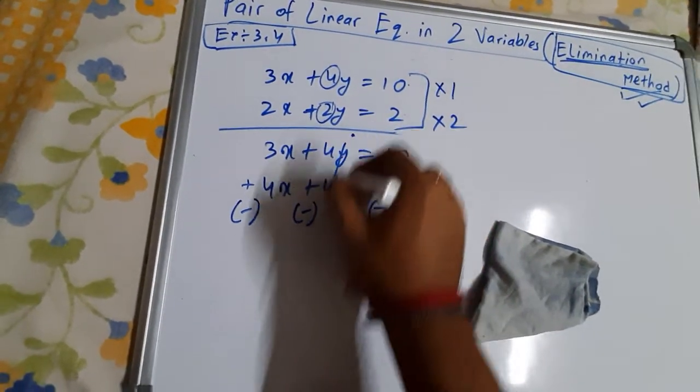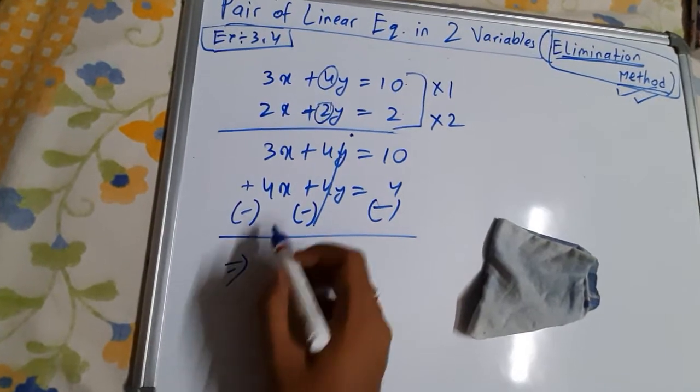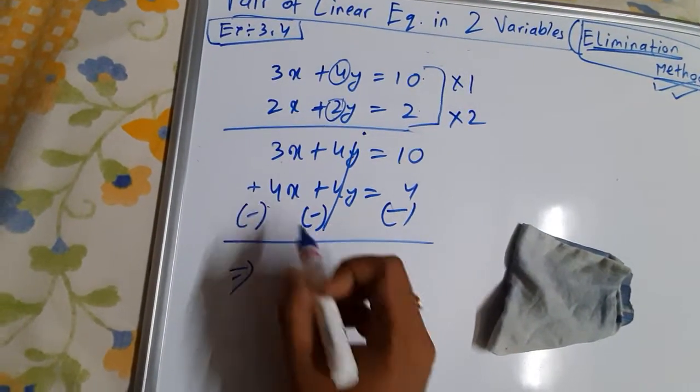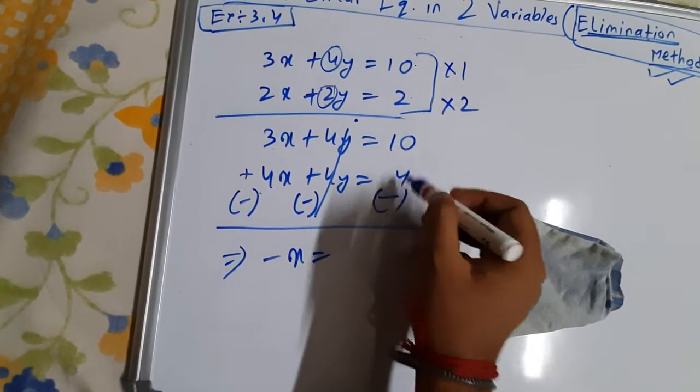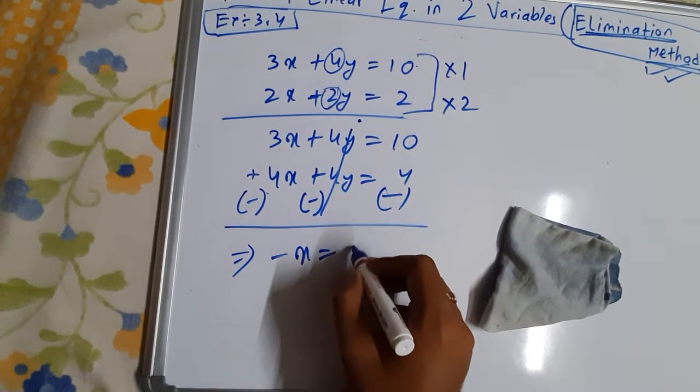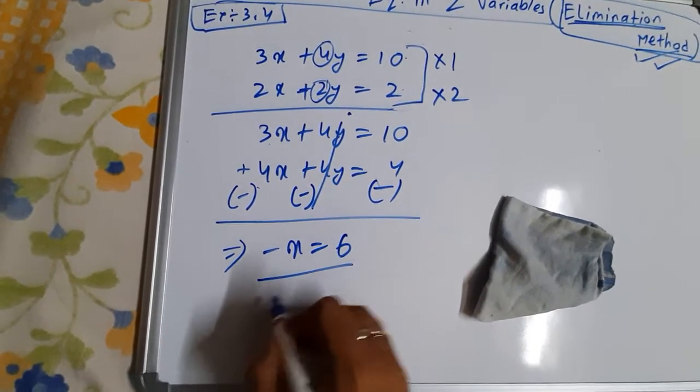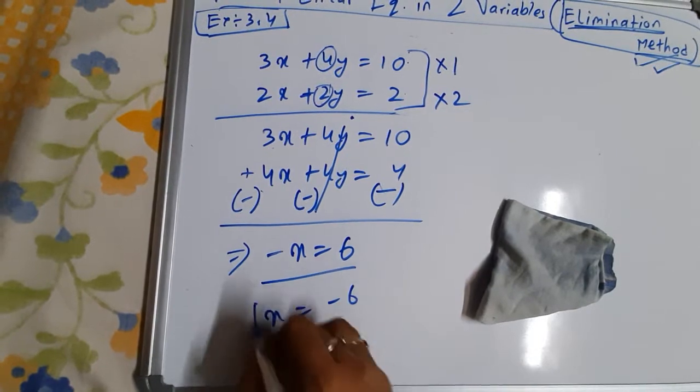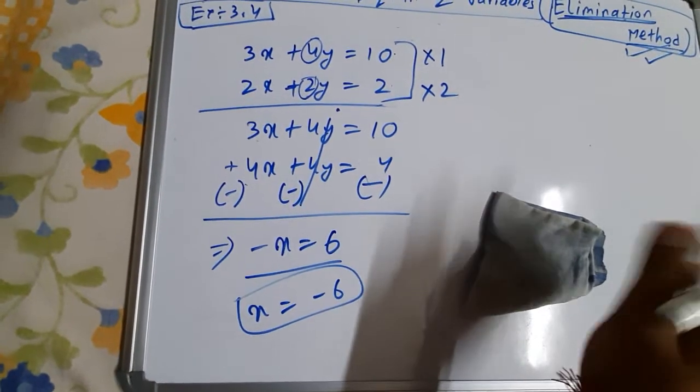After changing this to minus, now you can cut. Now see what you will be getting. We are getting 3x minus 4x, so it will be minus x, and 10 minus 4, it will be 6. So now see, x will be equal to minus 6. Okay, this is one type of deviation.